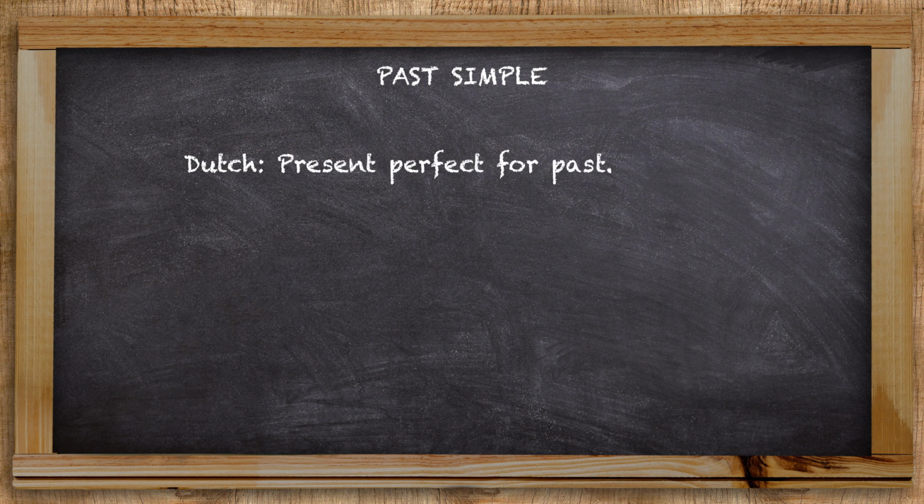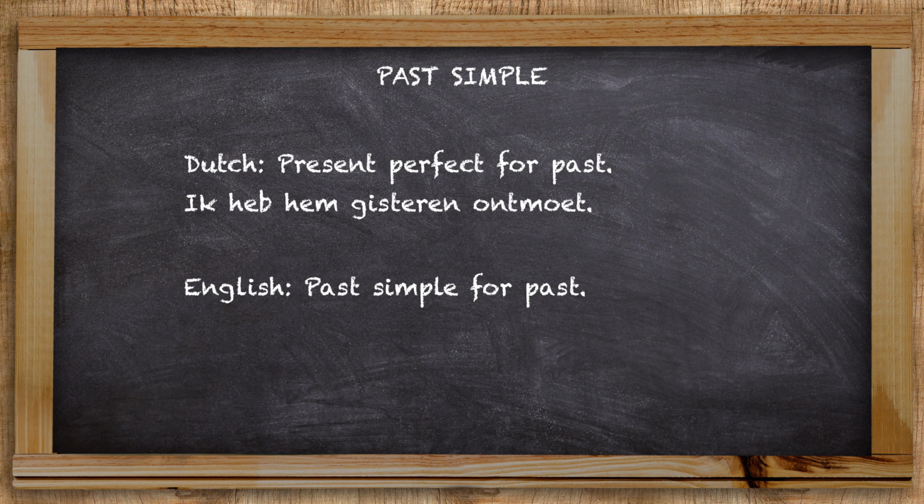Mind you, in Dutch we often use a present perfect tense, een voltooid tegenwoordige tijd, have or has plus past participle, to indicate that something happened in the past. In English, a past simple tense must be used if an indication of the past tense is found in the sentence. An example, ik heb hem gisteren ontmoet. Heb ontmoet is a present perfect form of the verb in Dutch. Because this happened in the past, yesterday, a past simple must be used in English. In English the sentence is, I met him yesterday.